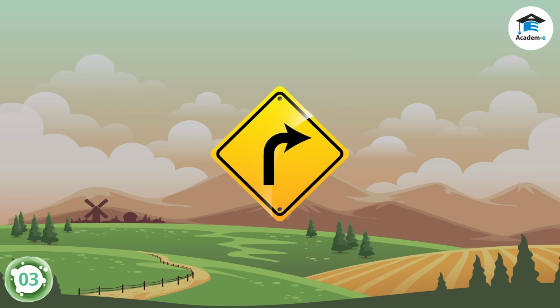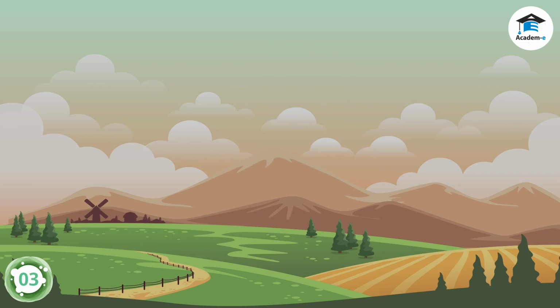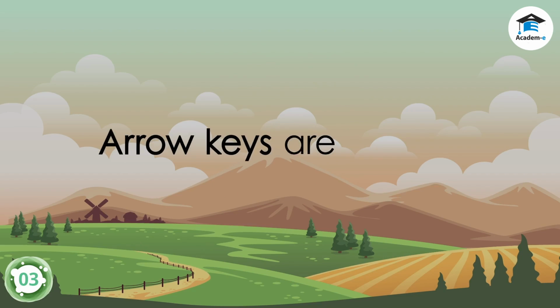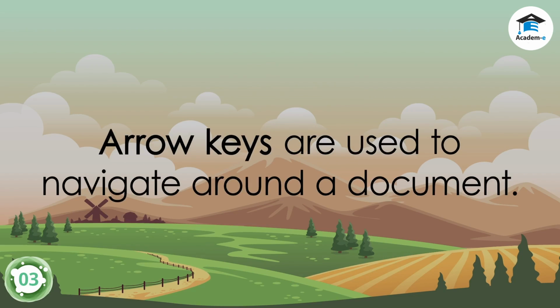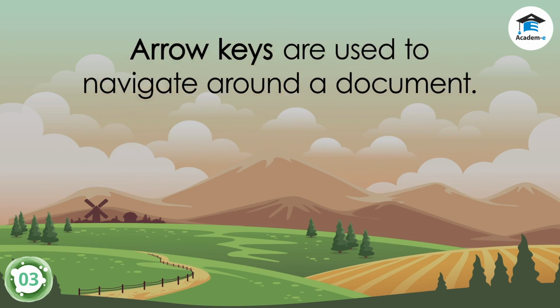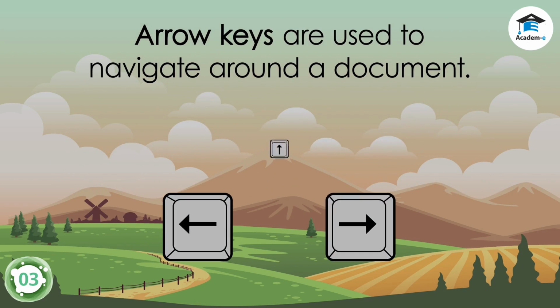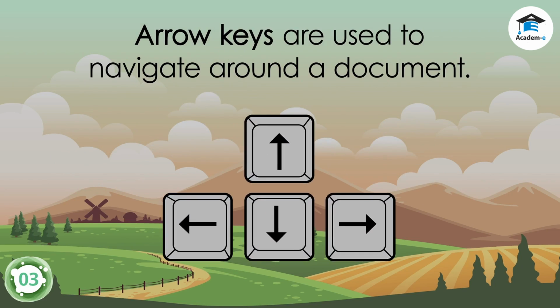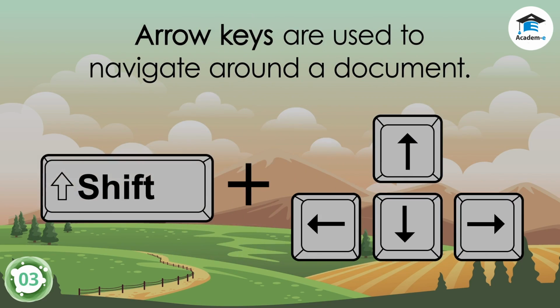On the road, you've probably seen some traffic signs, including the arrow signs to show directions. In the keyboard, arrows are also used to instruct the computer where to go on a document. Arrow keys are used to navigate around a document. There are 4 arrow keys on the keyboard: left, right, up, and down. When these keys are combined with Shift key, it gives a different instruction to the computer.